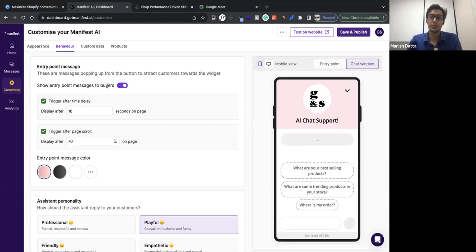But again, for your brand, if you don't want to give that pop-up nudge to buyers, you can also decide to turn it off. But yeah, great, you get to control how you want it to behave. That's great. Thank you.